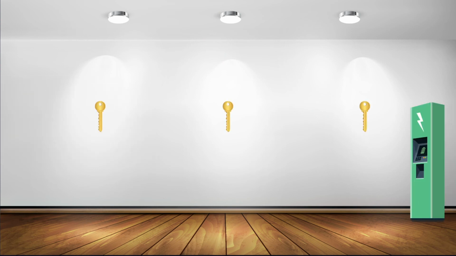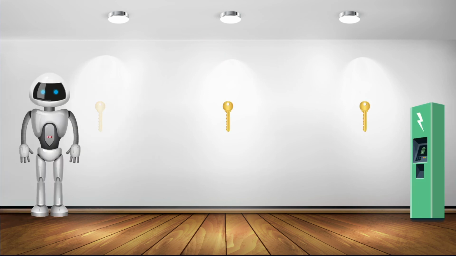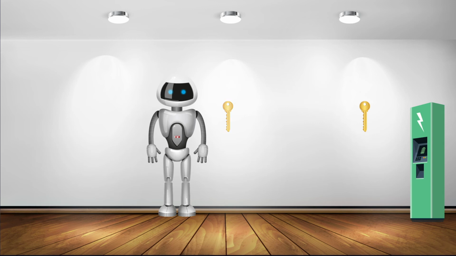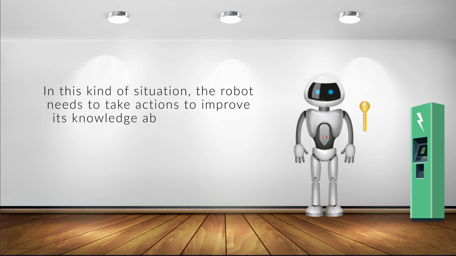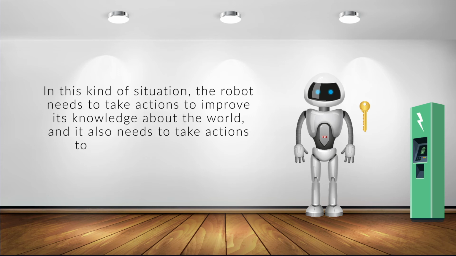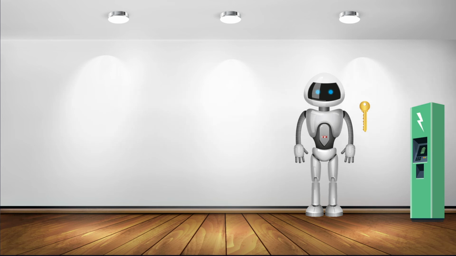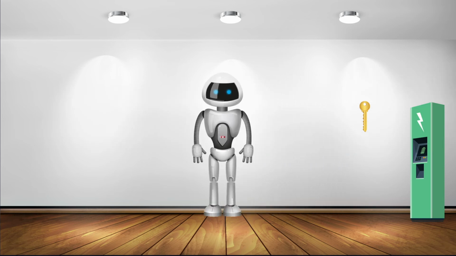The key to unlock the charging point could be anywhere in the room. A plan that covers every possibility of where the key might be would be very complex. In this kind of situation, the robot needs to take actions to improve its knowledge about the world, and it also needs to take actions to complete its mission. This can be done through PAT, which establishes a set of beliefs about the actions a system must undertake to realize the parameters of its plan by assigning higher or lower probabilities to them.